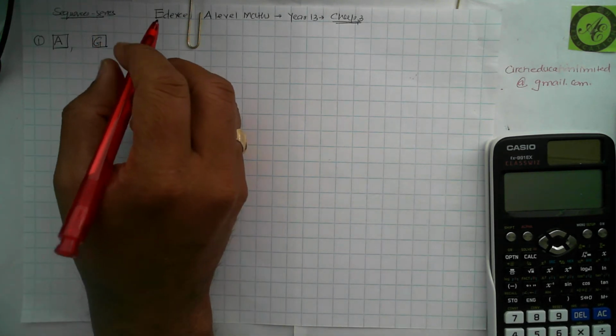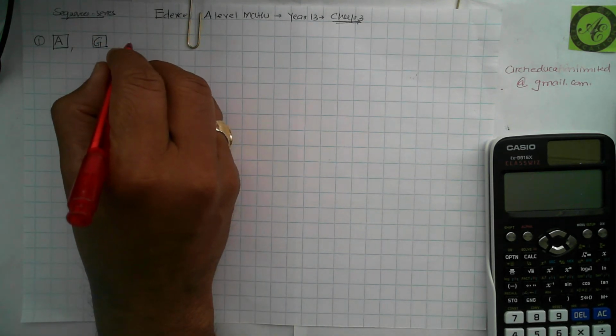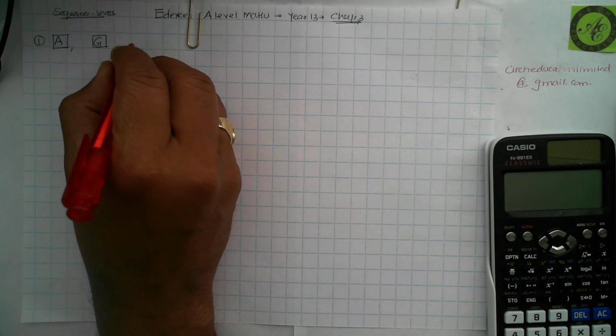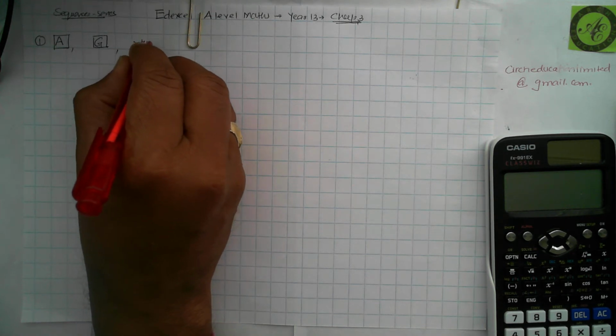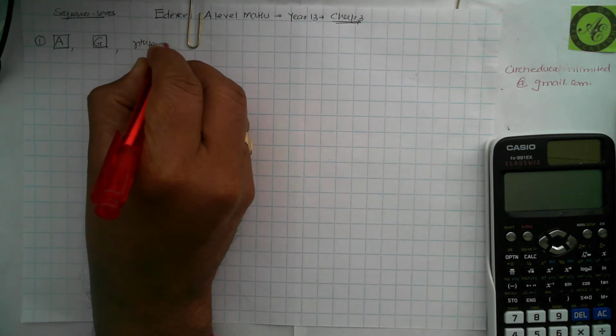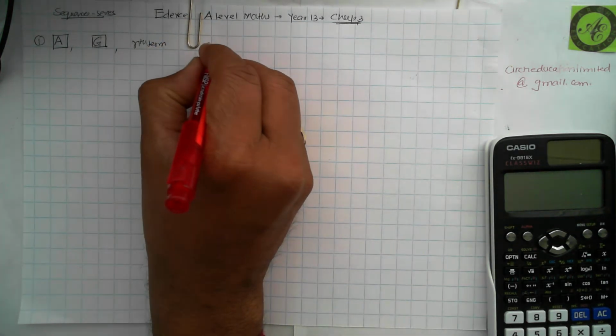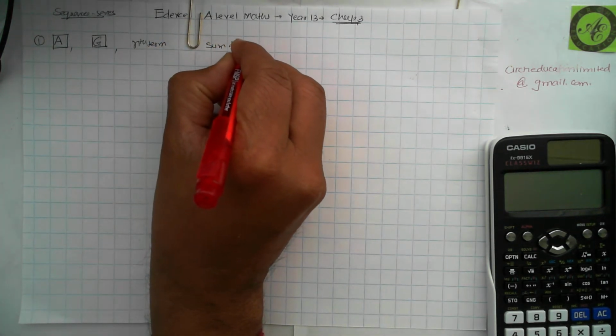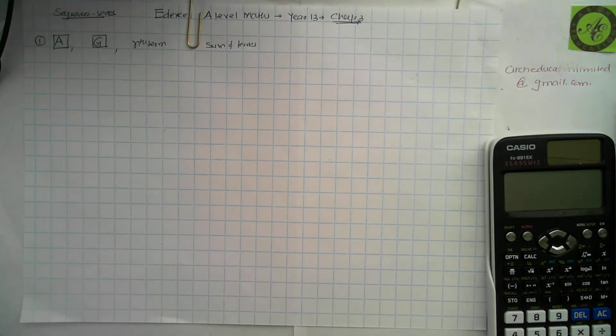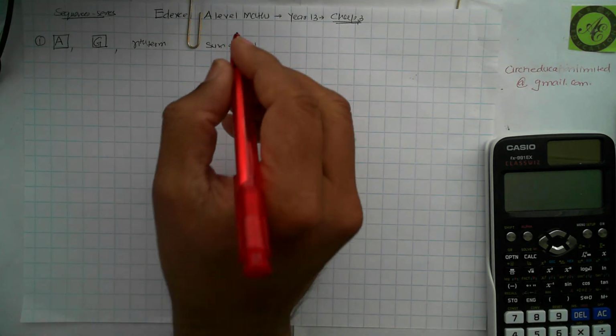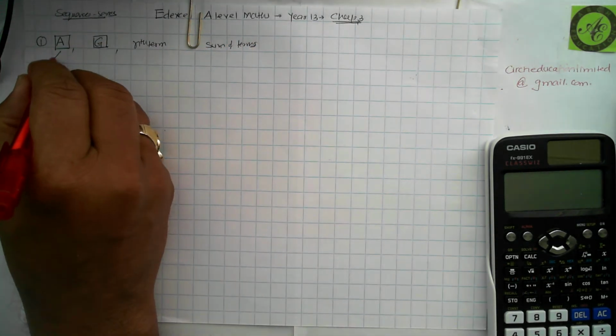And what we need to know are the formulas, or how we find the next term, or we call it the nth term, of both of them. Then we need to know how we find the sum of terms of both these sequences and series, arithmetic and geometric, okay? How do they differ from each other?